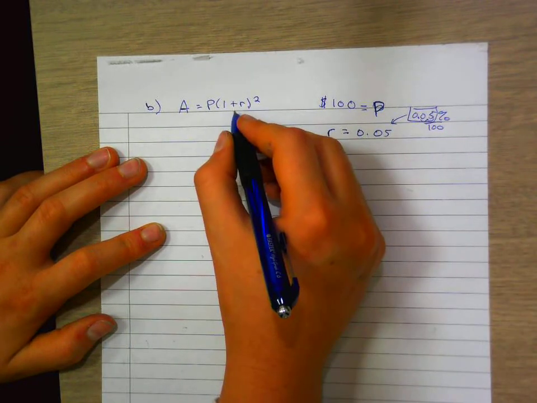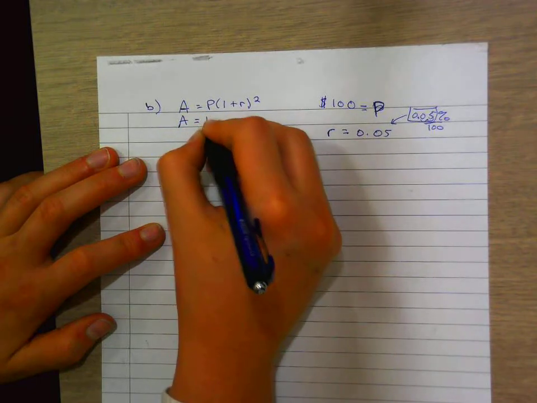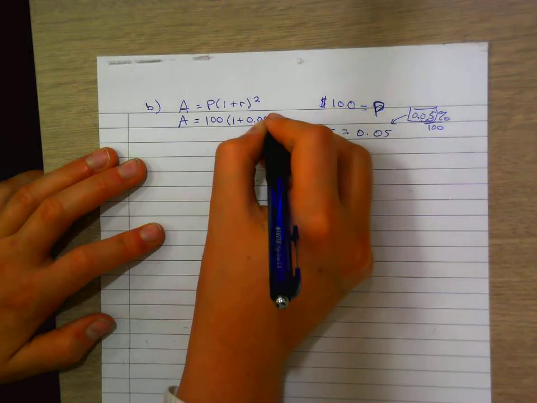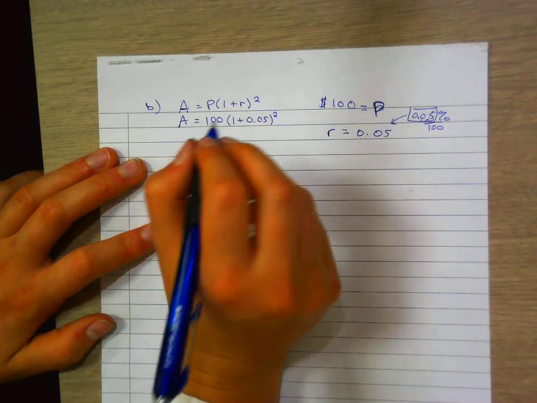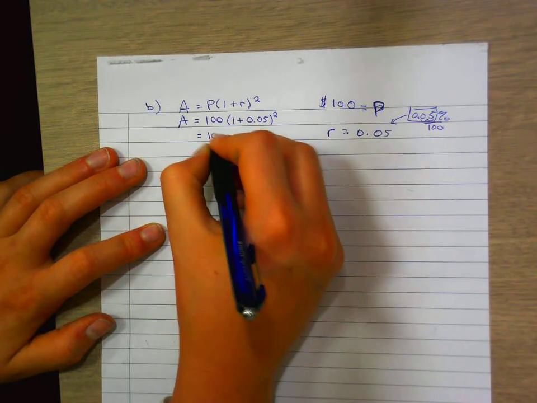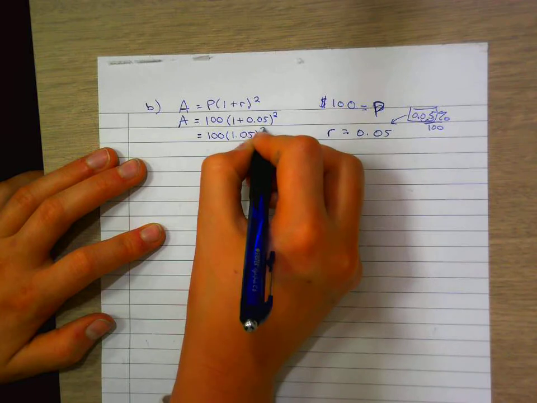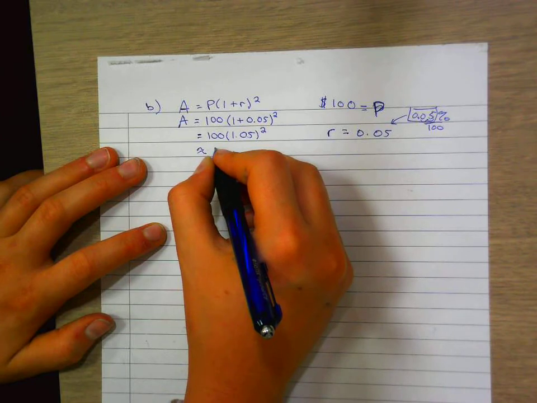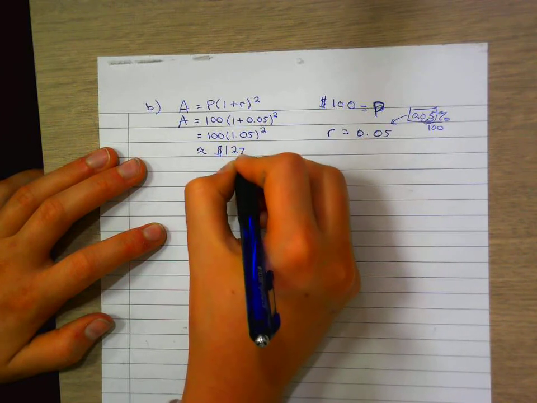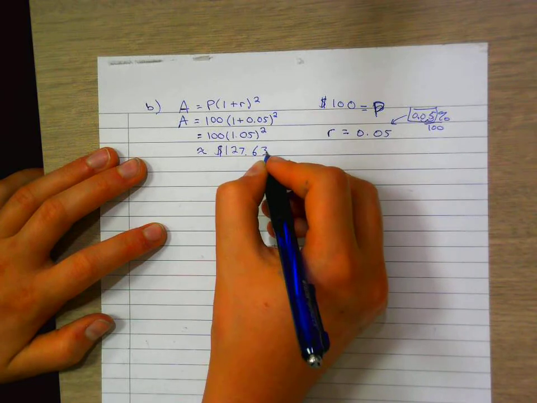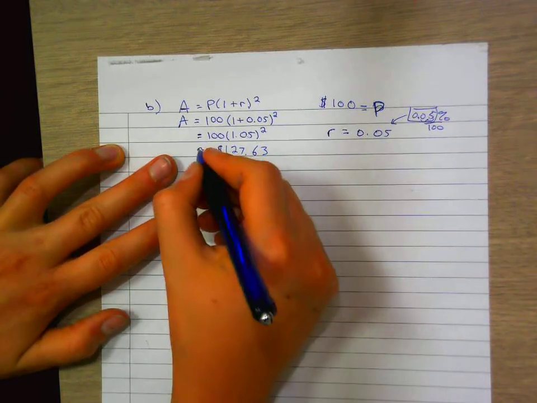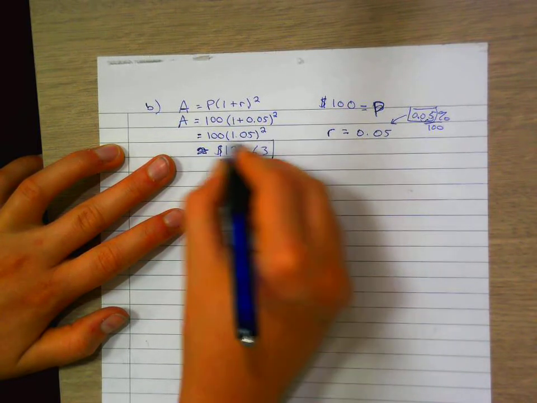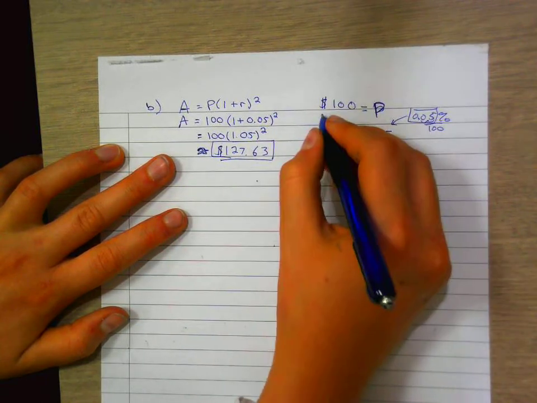Let's substitute these in to find A equals 100 times (1 plus 0.05) to the 5th power. Inside we can simplify, 1.05 to the 5th power, and use a calculator to find the final value. We get 127.63, rounded to the nearest hundredth. So Shauna's money will be worth $127.63, and she only started with $100.